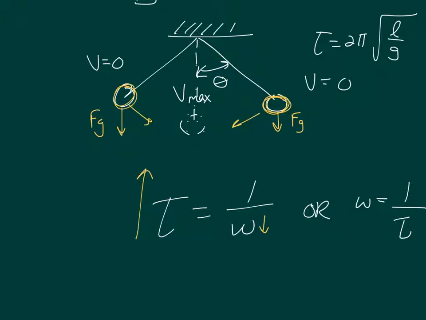Remember, frequency is how many oscillations occur every second. Period is how many seconds it takes for an oscillation to occur. They're inverses of one another. They're reciprocals. That's the term you want to remember: reciprocals.